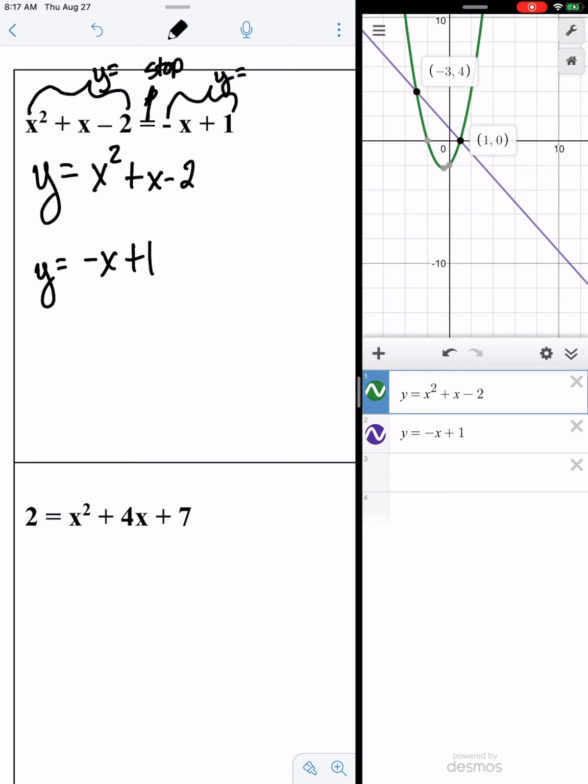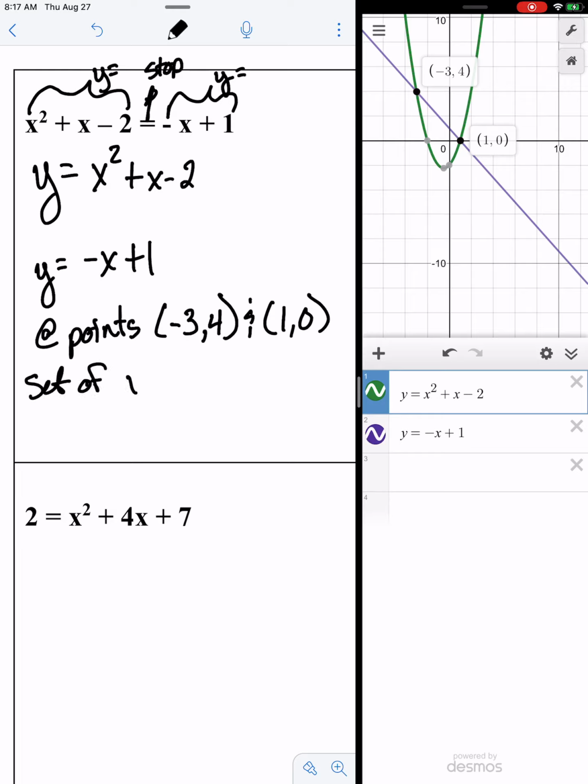And again, you can take the entire point. So I would say at points negative 3, 4 and 1, 0. Or you could say the set of x's. And remember, the squiggly line means set. So negative 3, 1. Either one of these is acceptable.